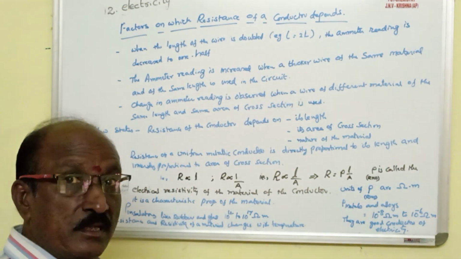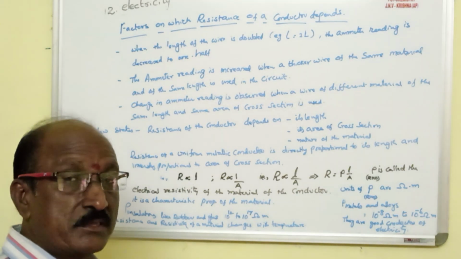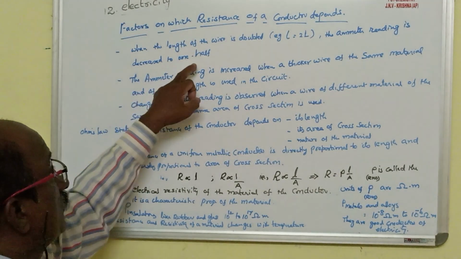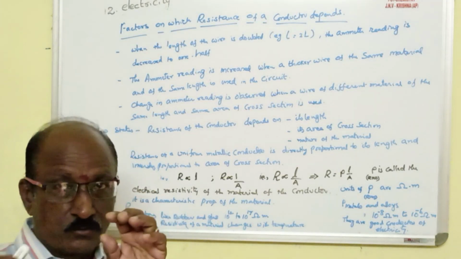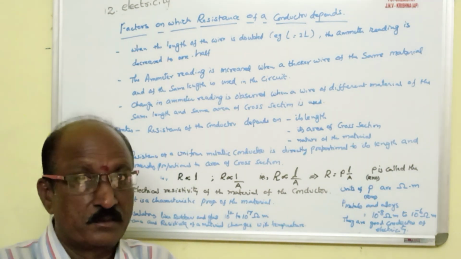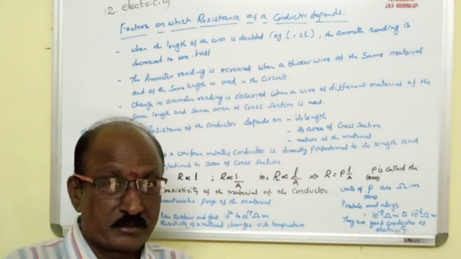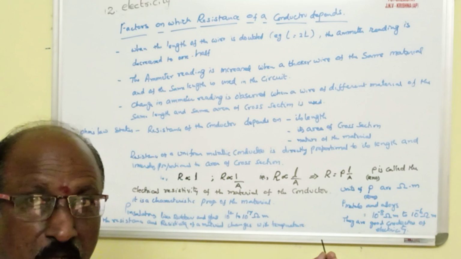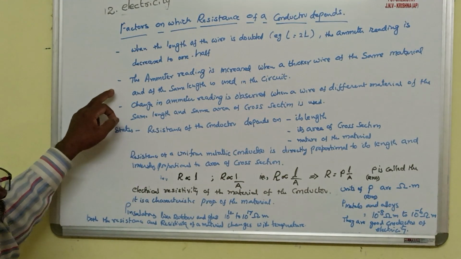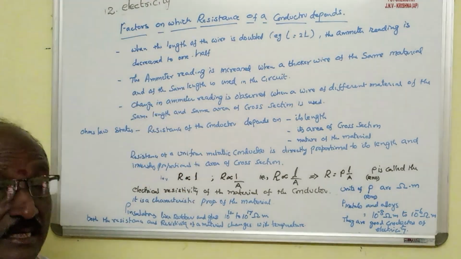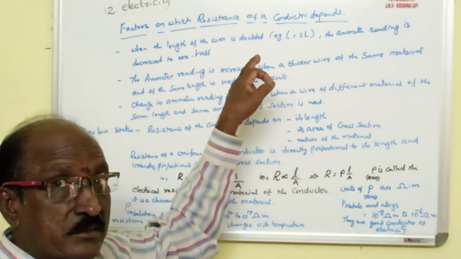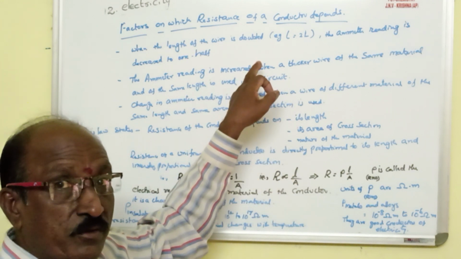Then what is the reading in the ammeter? We are seeing the ammeter reading decreased to 1/2. So when the length is doubled, the ammeter reading is half. You understand? When the length of the wire is doubled, the ammeter reading is half of it. Here we are seeing the situation of a decrease.